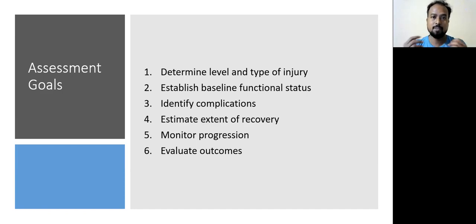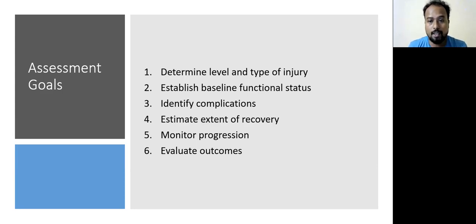So from that perspective, if we start assessing, then at the end of assessment, we will really end up with information that is essential, and information that will guide our choice of intervention and how we further manage the patient. So these are all the goals of assessment that I've identified specific to spinal cord injury.